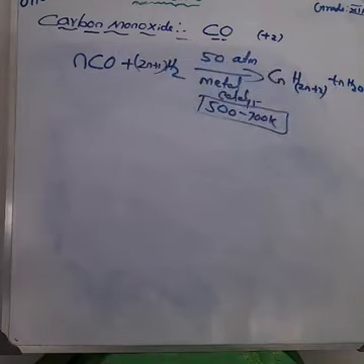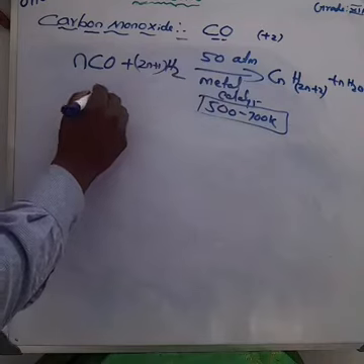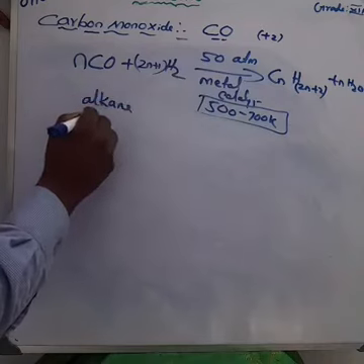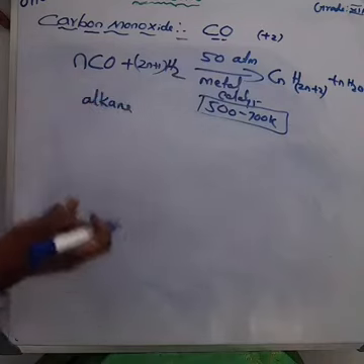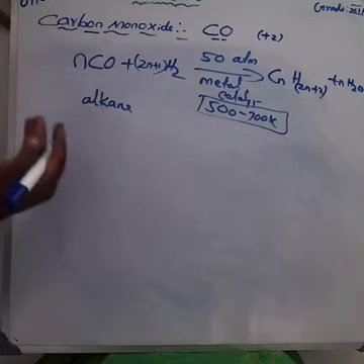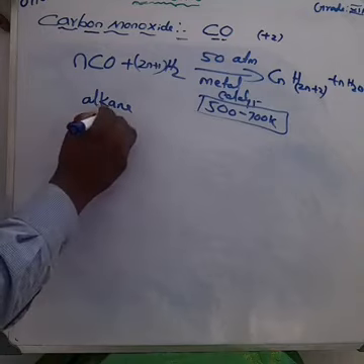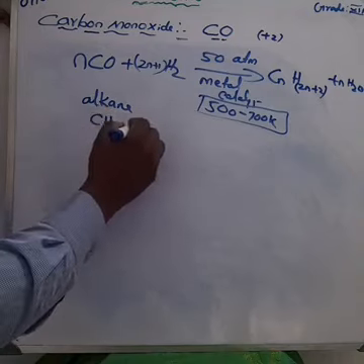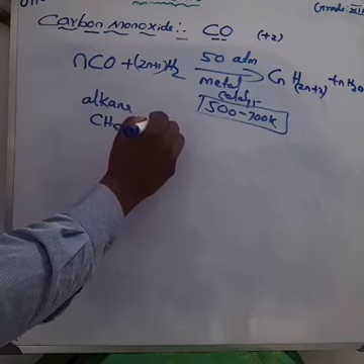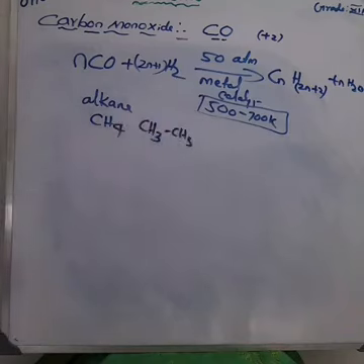Here, what is CnH2n+2? Alkane. Can you say some alkane names? Methane, ethane, propane, butane, pentane, etc. Am I right? What is the formula of methane? CH4. What is the formula of ethane? C2H6, otherwise CH3, CH3. Okay.